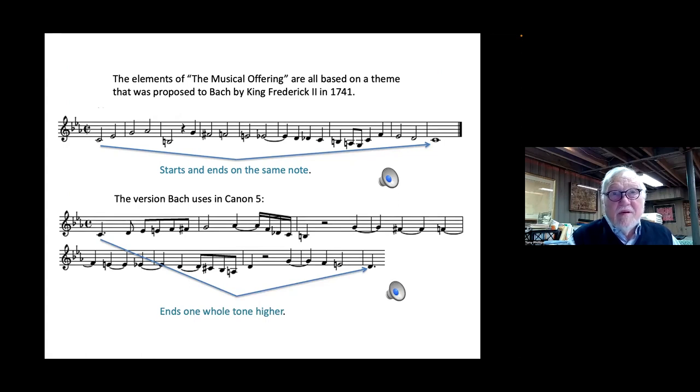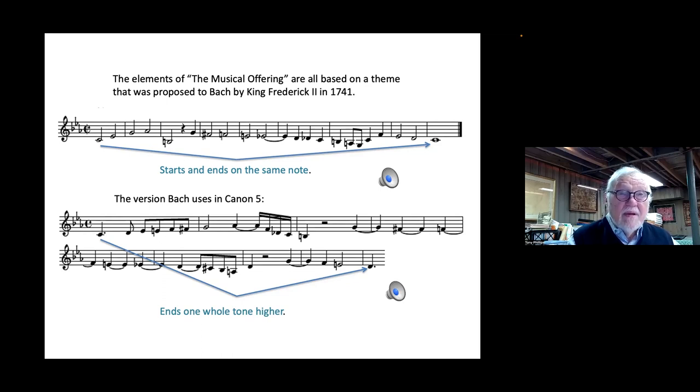All the elements of the Musical Offering, the ricercares, the trio sonata, and the canons, are based on the so-called royal theme that the king had sat down at the piano that day and proposed to Bach. It says here 1741, but that's wrong. It's 1747.